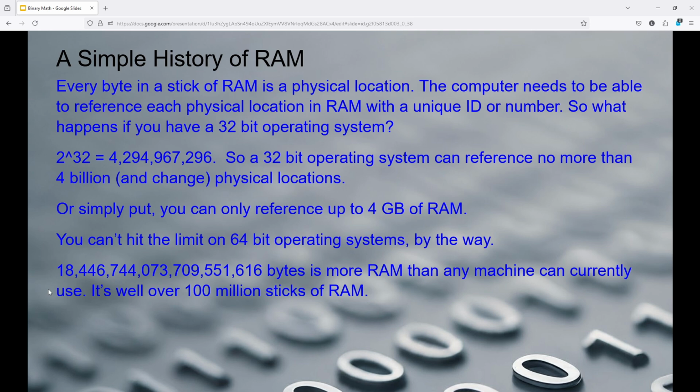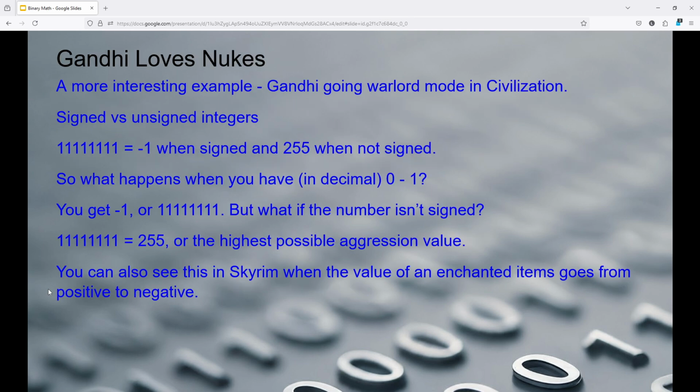So there's one reason why we care about binary. Let's go over a little bit more fun reason why we care about binary. In the game Civilization, I'm talking specifically Civ 1, is where this bug was found. And is still found, I believe. I don't think it's ever been patched.